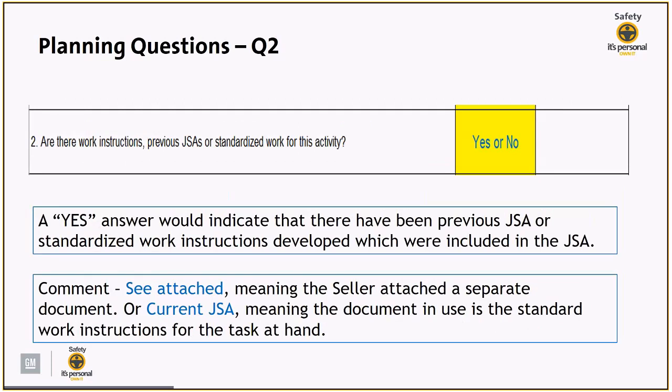Question 2 is asking, are there work instructions, previous JSAs, or standardized work for this activity? So if the seller answered yes, it would indicate to you that there have been previous JSAs or standardized work developed which were included in the JSA. So a comment that you should expect to see would be something to the effect of see attached, meaning the seller has attached a separate document, or current JSA, meaning the current document that is in use is the standard work instructions for the task at hand.